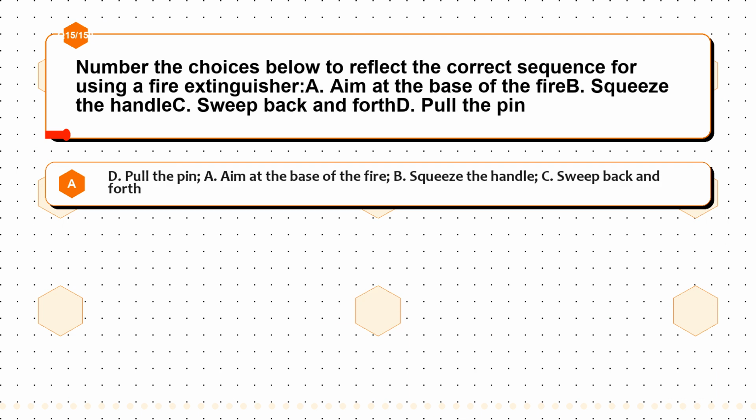Question 15. Number the choices below to reflect the correct sequence for using a fire extinguisher: A. Aim at the base of the fire. B. Squeeze the handle. C. Sweep back and forth. D. Pull the pin. Here are the options. Option A, D. Pull the pin, A. Aim at the base of the fire, B. Squeeze the handle, C. Sweep back and forth.